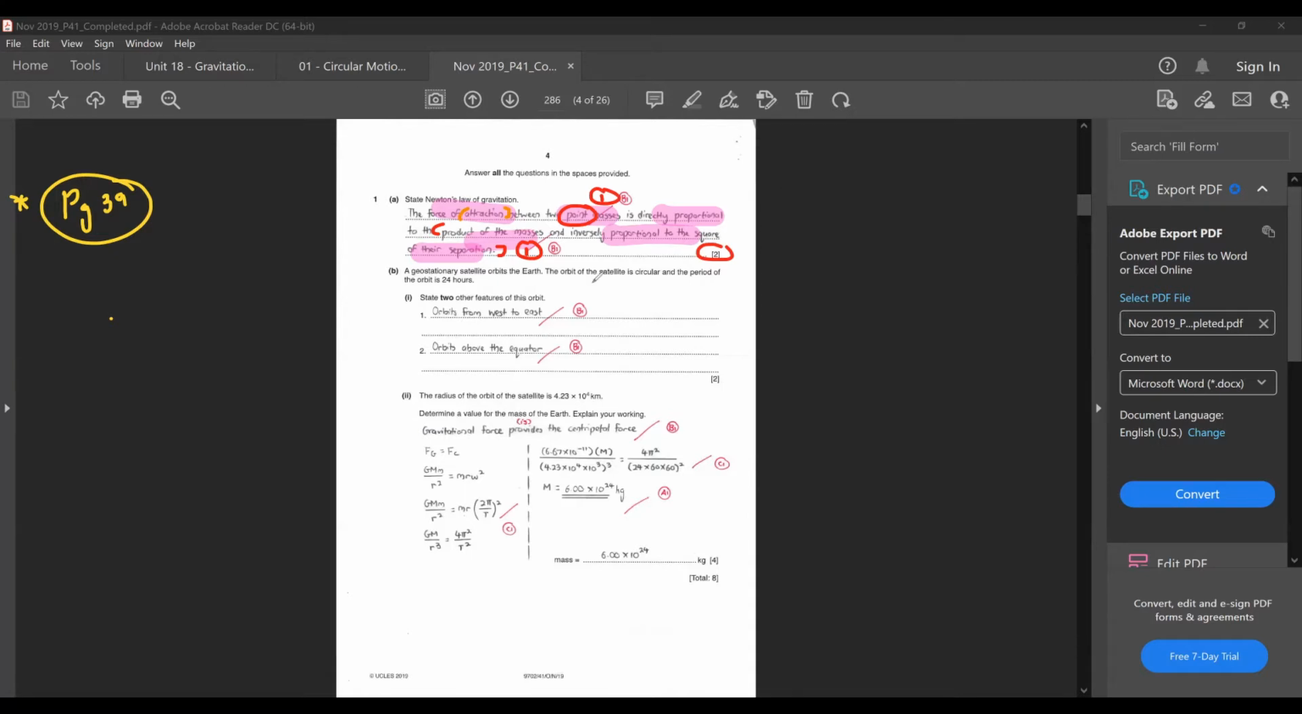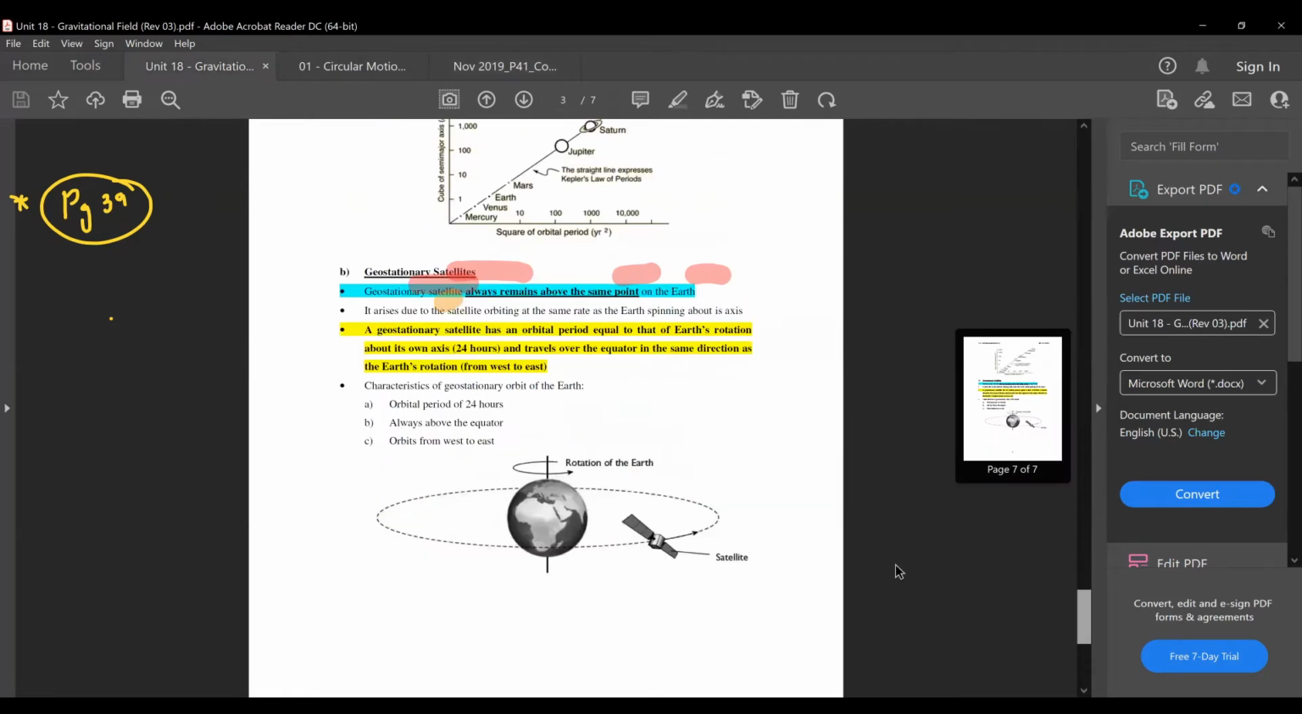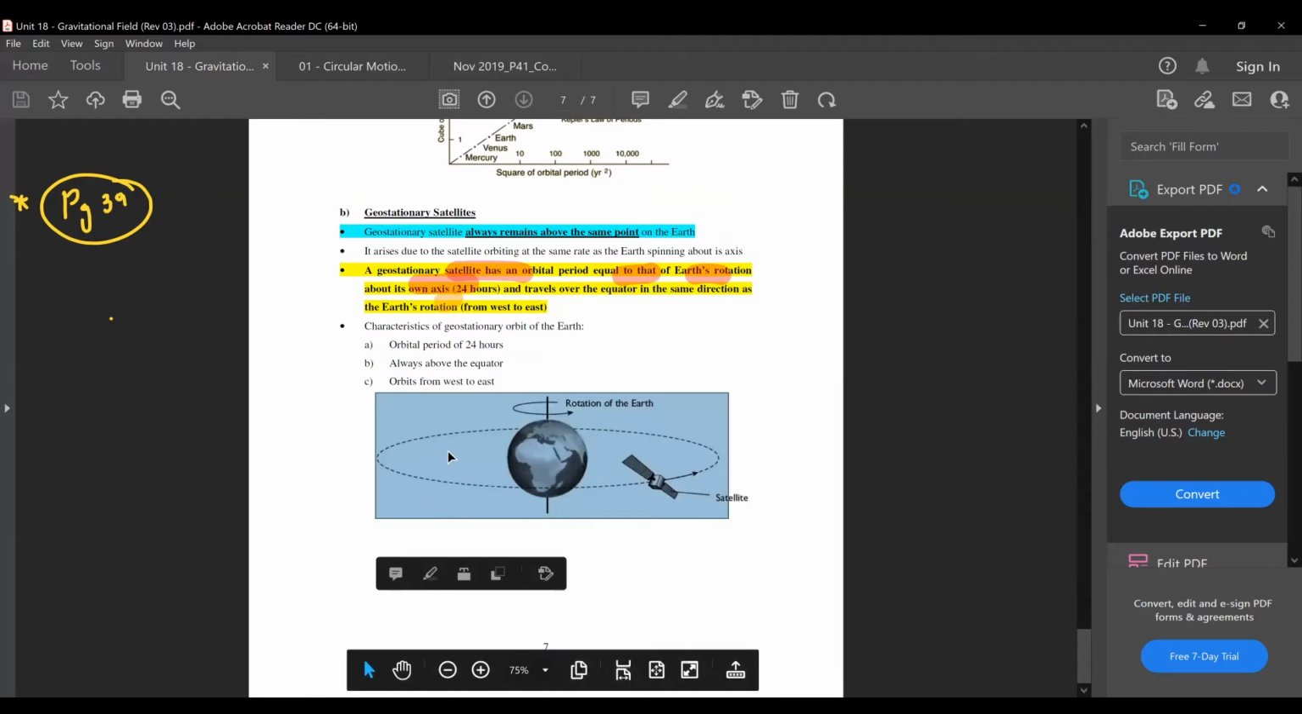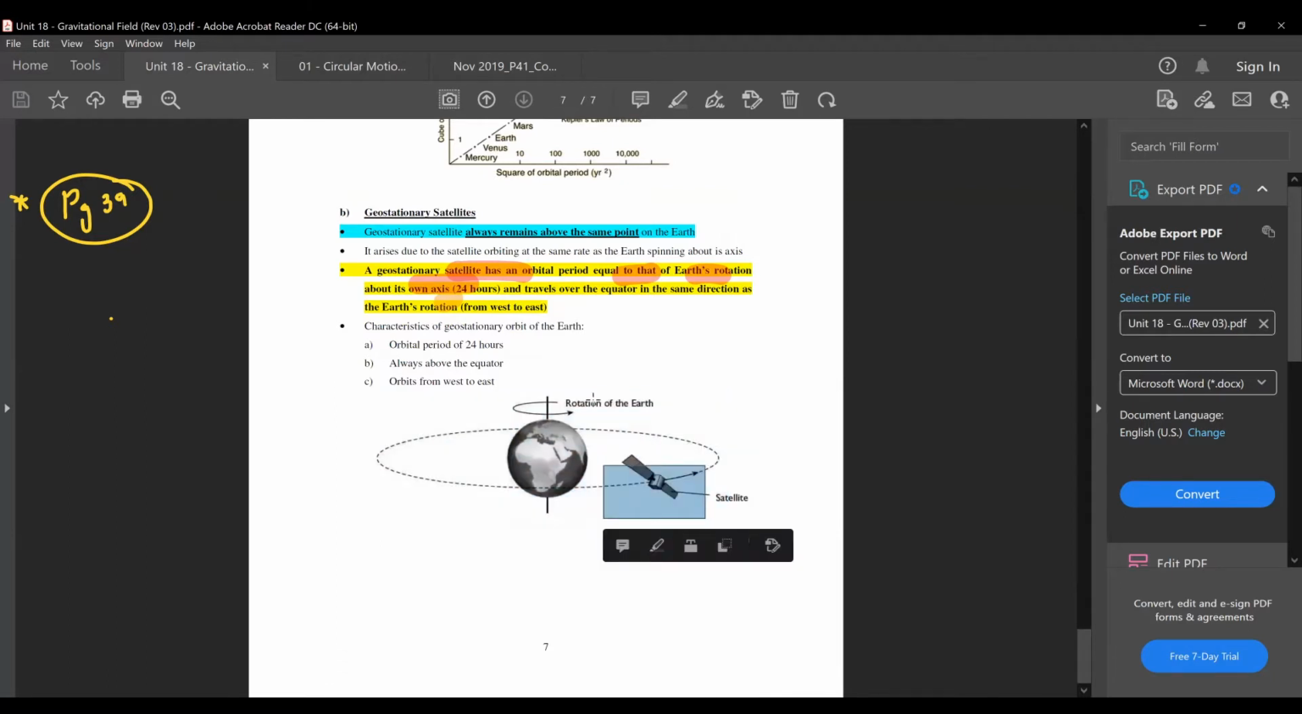Now if you look at part B, it will tell you that you have a geostationary satellite that orbits the Earth. The orbit of the satellite is circular and the period of the orbit is 24 hours. Now, state 2 other features of this orbit. So we went through a bit last time what was a geostationary orbit. In the case for a geostationary orbit for a satellite about the Earth, we say that the satellite always appears to be above the same point on the Earth.